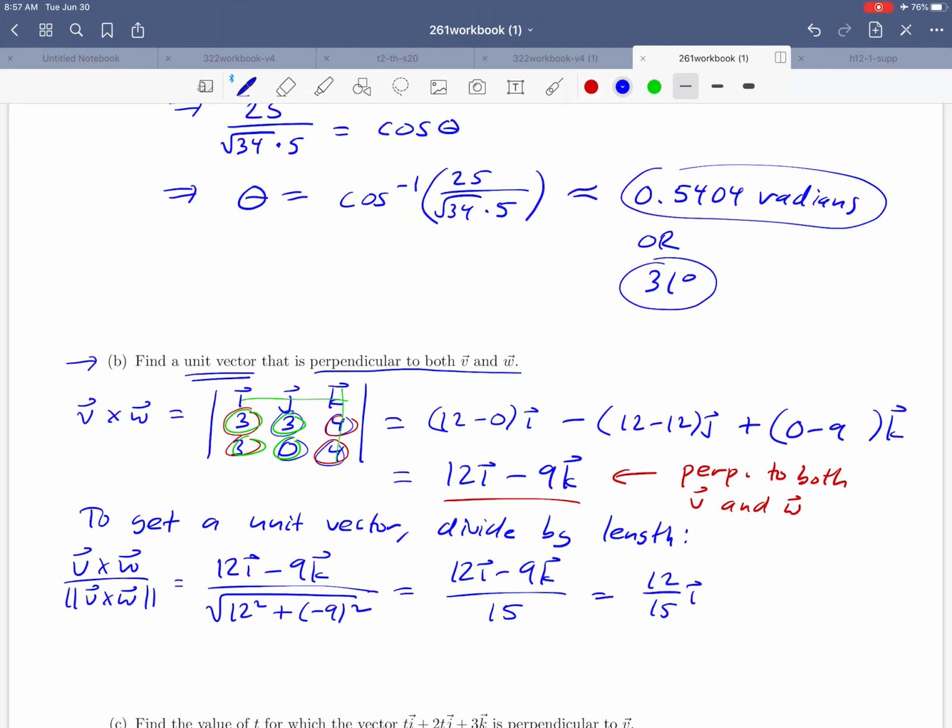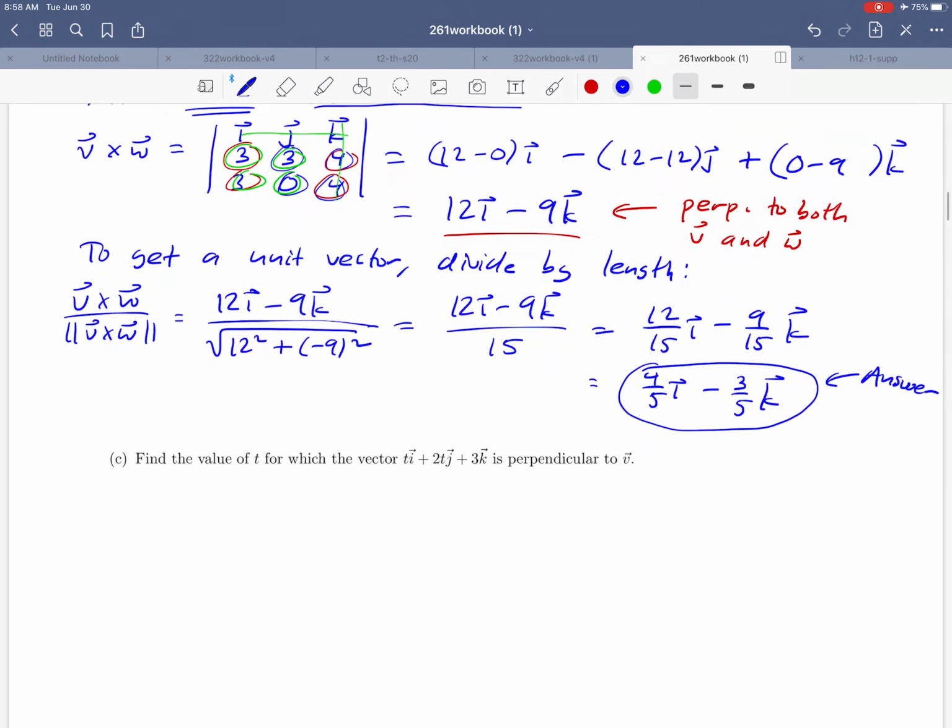Okay, and so break that up into its two components. We're going to get 12 fifteenths i minus 9 fifteenths k. That would be an okay answer, but you might notice that we can reduce those fractions a little bit. Okay, so we'll write that as 4/5 i minus 3/5 k. That's a little bit simpler of a way. Okay, that should be our answer. That's going to be a vector perpendicular to both v and w, and it's going to have length 1. It's a unit vector.